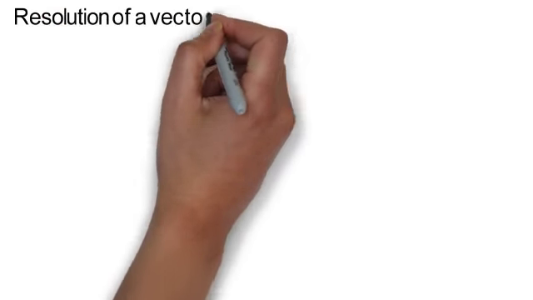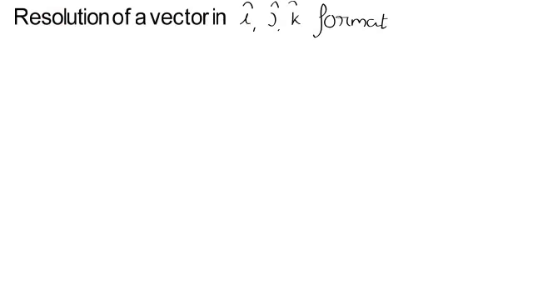Resolution of a vector in IJK format. So far we have discussed that we can represent a vector in two ways. The first way is the graphical way, in which we represent the vector by an arrow. The direction of the arrow is the direction of the vector, and the magnitude of the vector can be represented by drawing the arrow to a suitable scale. The other, more mathematical way of representing a vector is the IJK format. The two ways of representation are interconvertible.